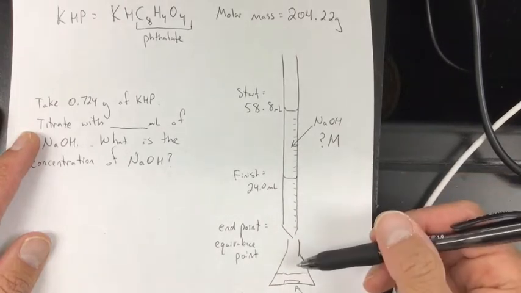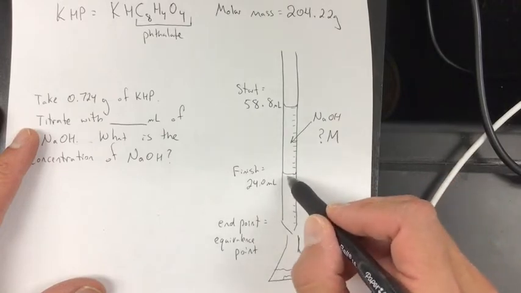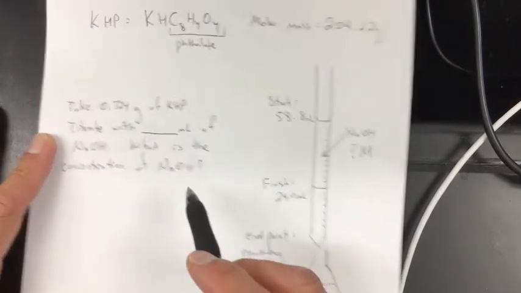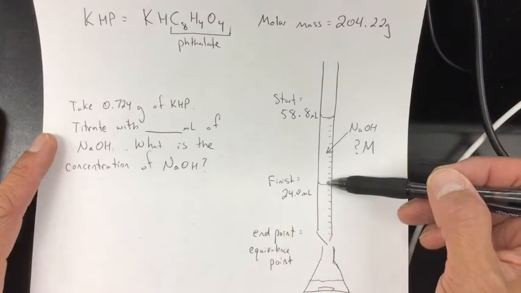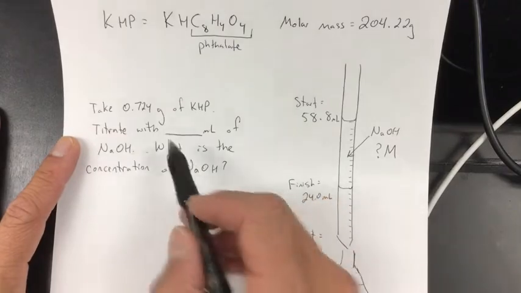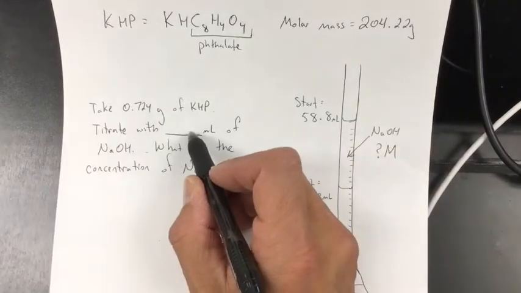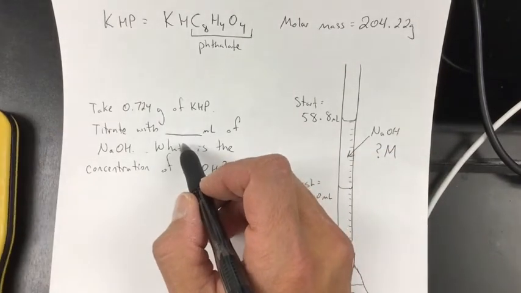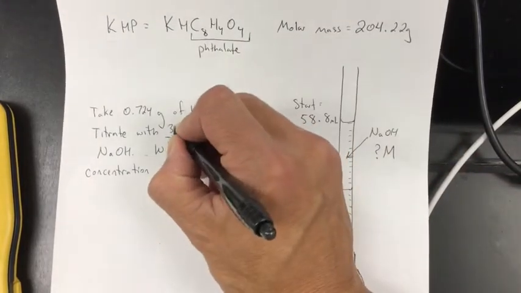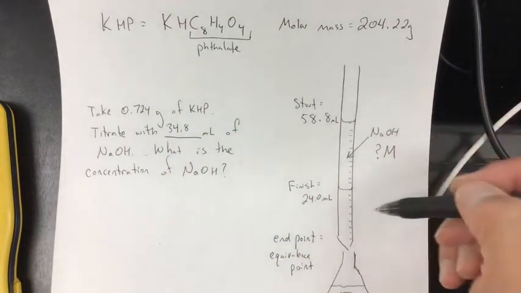That is when this turns pink. So I do this, I drop it down until it hits 24, it turns pink, and then I go, okay, well, I'm done. So now my question is, I know this much NaOH went in there, how do I get the concentration of that? So my milliliters here, well, I started with this, I ended with this. How do I get the number of milliliters? I take those two things, I subtract them. So 58.8 minus 24, that gives me 34.8 milliliters. So subtract those two numbers.